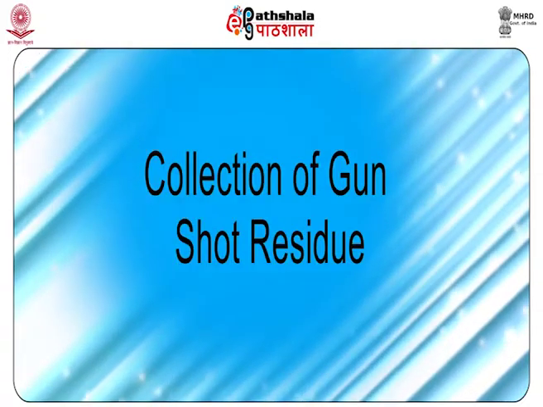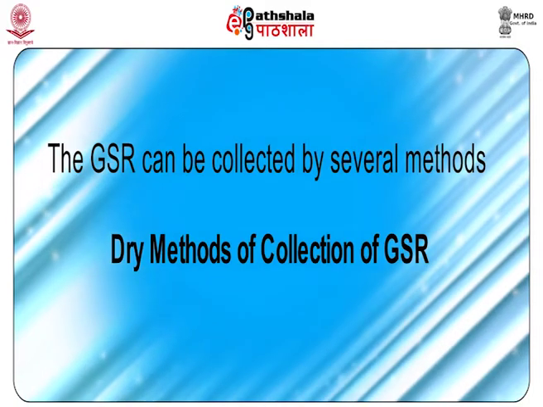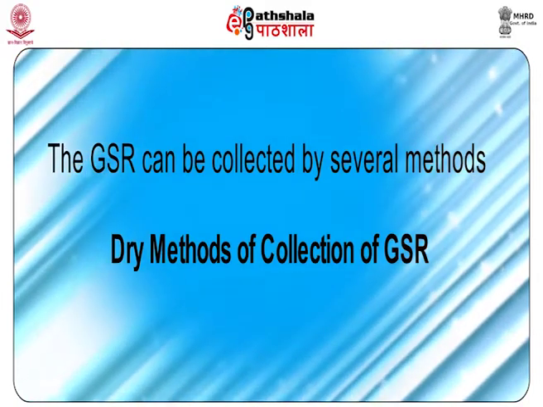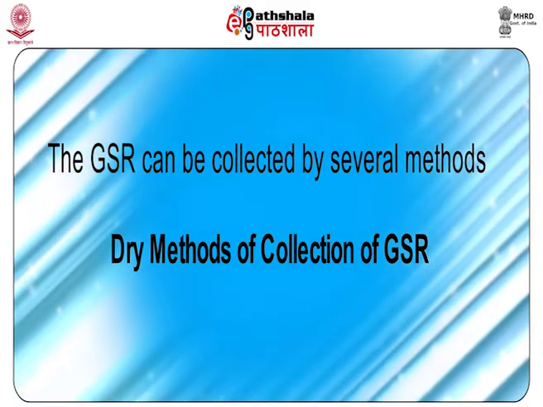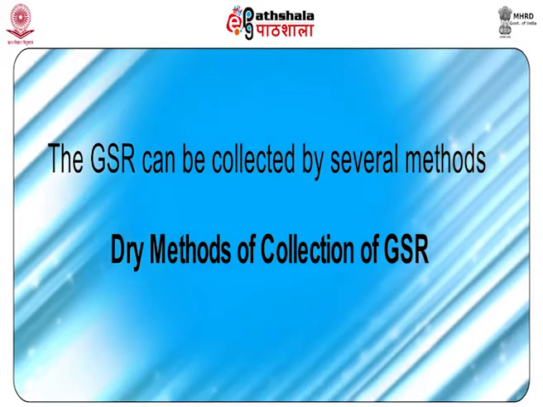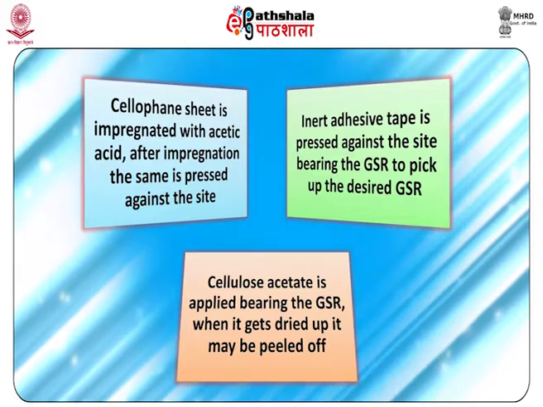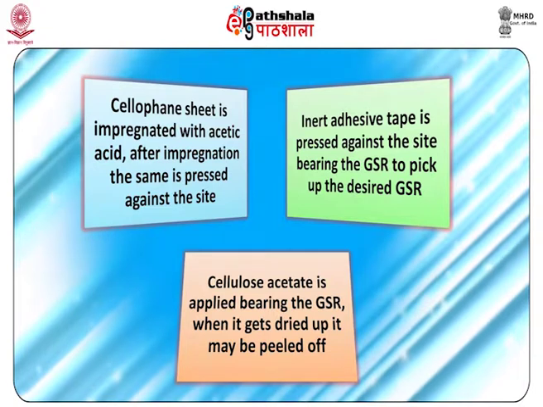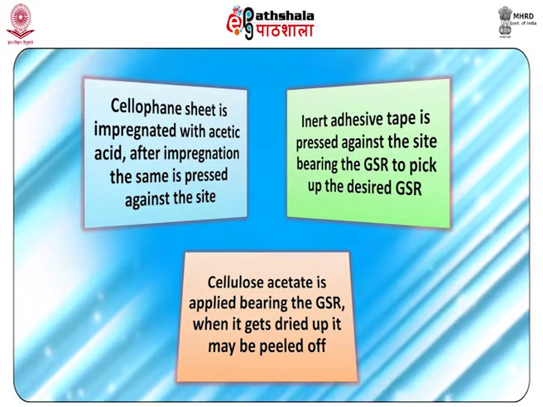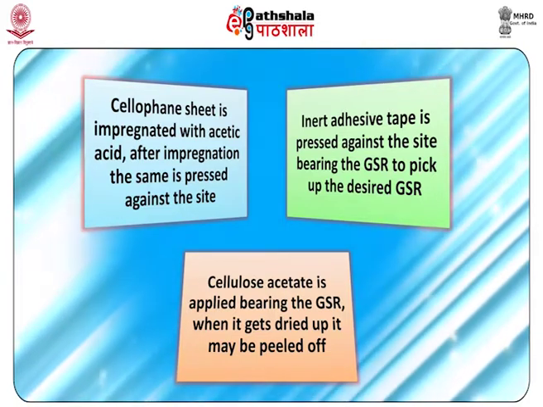Now let us discuss collection of gunshot residue. The gunshot residue can be collected by several methods. Some of them will be briefly described here. Starting with dry methods of collection of gunshot residue. A cellophane sheet is impregnated with acetic acid. After impregnation, the same is pressed against the side. It will pick up the particles.